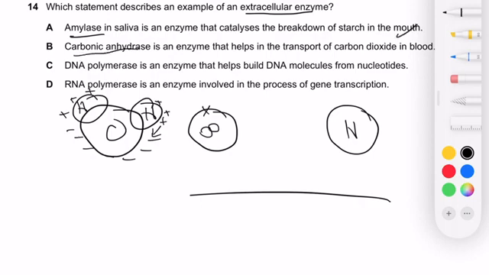Carbonic anhydrase is an enzyme that helps in transport of carbon dioxide in the blood. The function is correct, but it's not an extracellular enzyme, because carbonic anhydrase is produced in red blood cells and it remains inside the red blood cells. DNA polymerase, again, it's not extracellular because it remains inside the nucleus, where it's going to be used during DNA replication. Same thing for RNA polymerase, it remains inside the cell in order to be used during transcription. Therefore the answer is A. Excuse me about that. A.